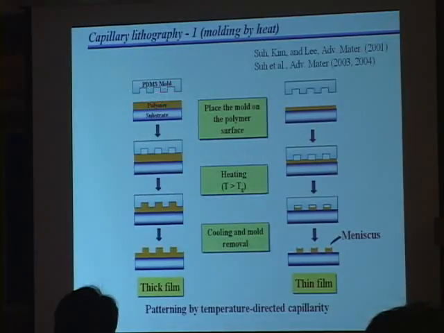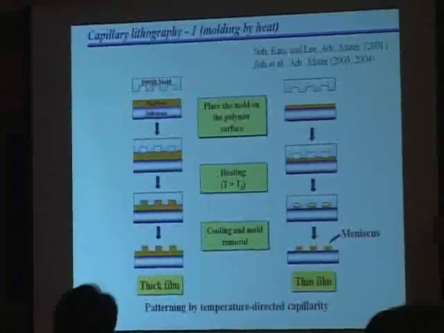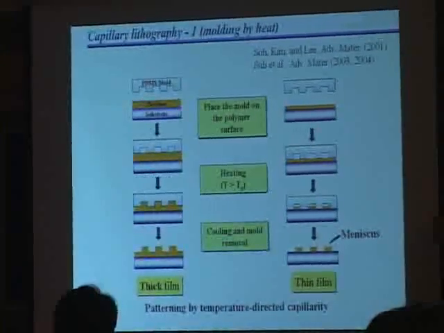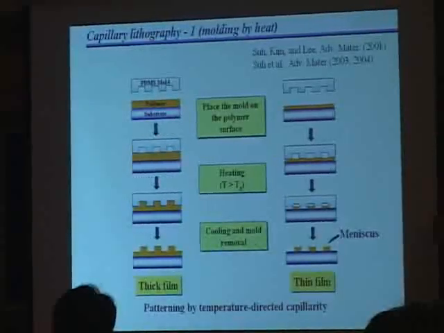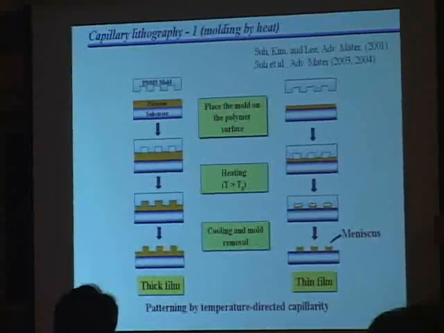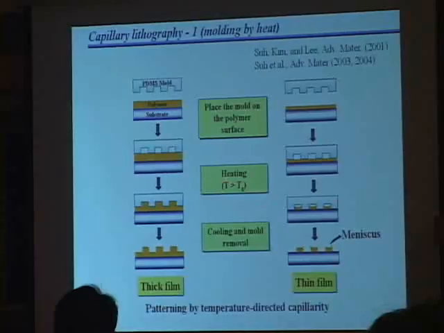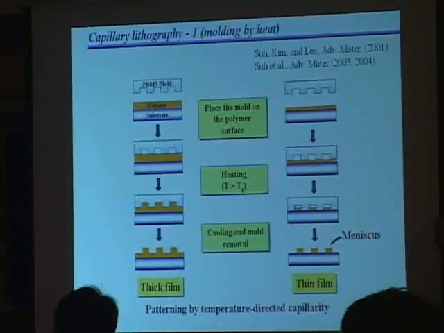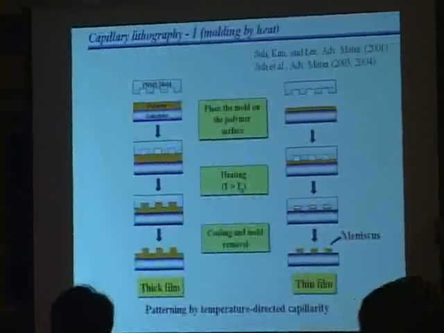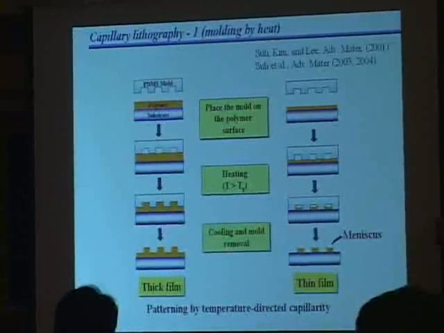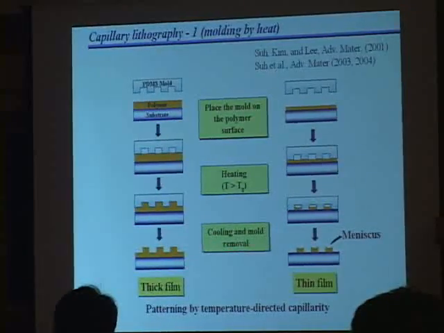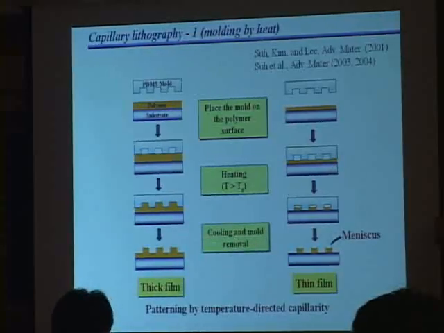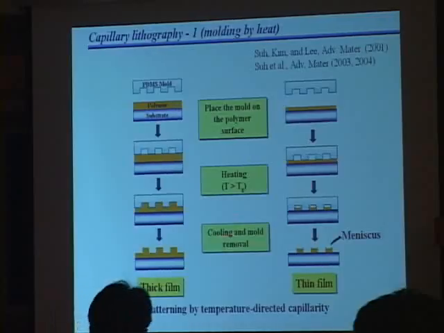Once we use an elastomeric mold like PDMS, we apply the mold on top of a spin-coated polymer, and then we raise the temperature above the polymer glass transition. Then the initially immobile polymer film spontaneously rises into the cavity of the mold by capillary action. And after cooling down and removing the mold, we can fabricate a negative replica of the mold.